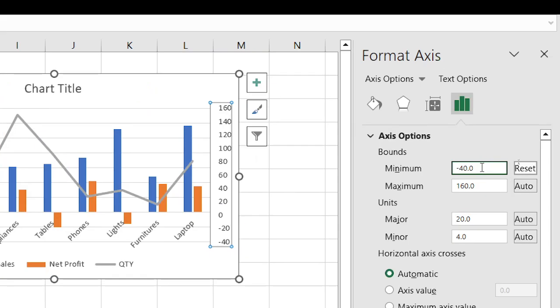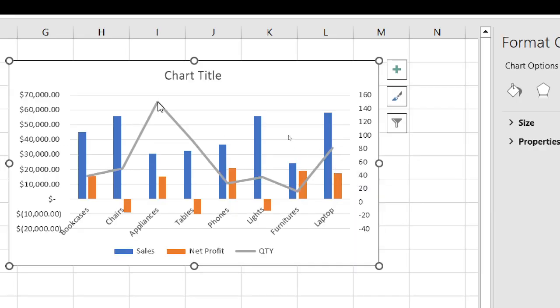After this adjustment, we see that 0 shifted to the x-axis. We see that -20 and -40 values are included in the secondary axis. We see that appliances has more quantity and the least is the furnitures. Let's change the color of the charts.